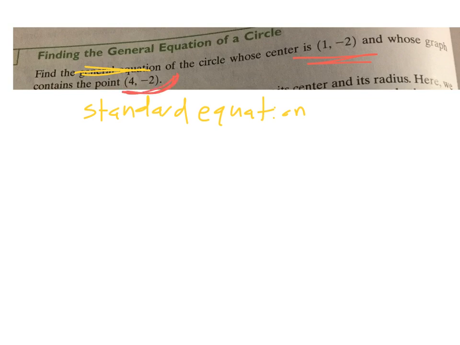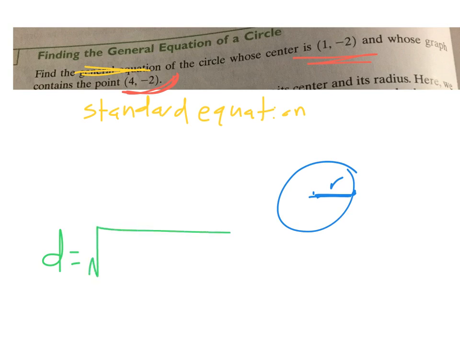So what am I missing? Well, in order to write the standard equation, I need the center and I need the radius. So I need to find the radius given the center and a point on the circle. So now that I know the center and a point, I just need to know the distance between the center and a point on my circle, because that will give me the radius. So how can I find the distance? Well, we're going to use the distance formula. That gives me the square root of x2 minus x1 squared plus y2 minus y1 squared.